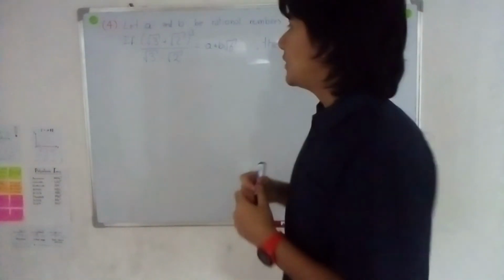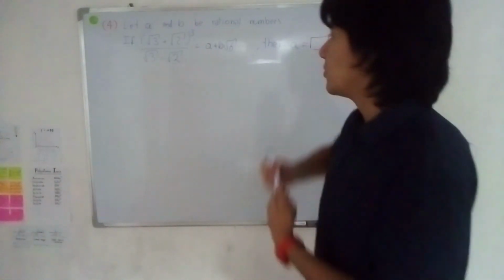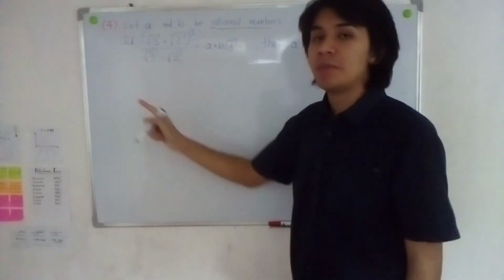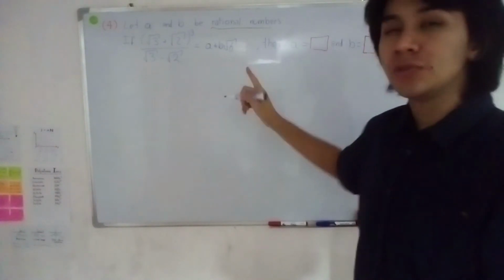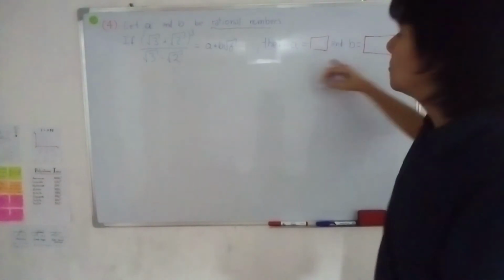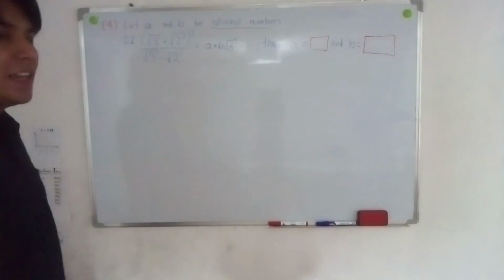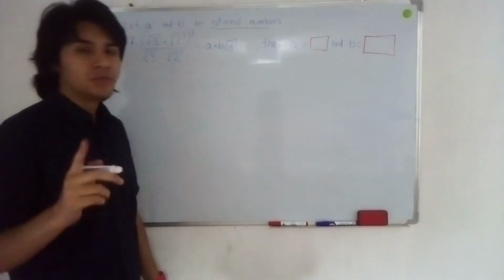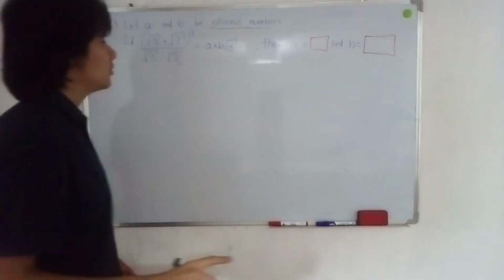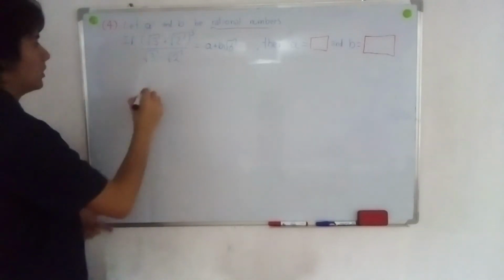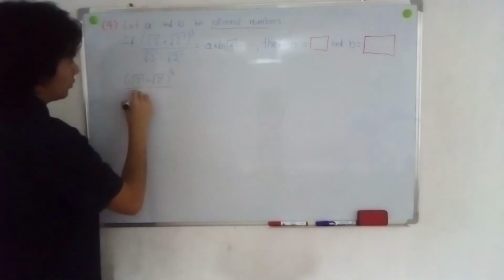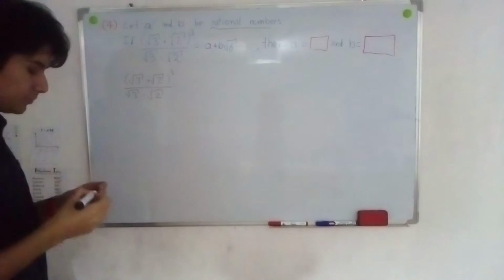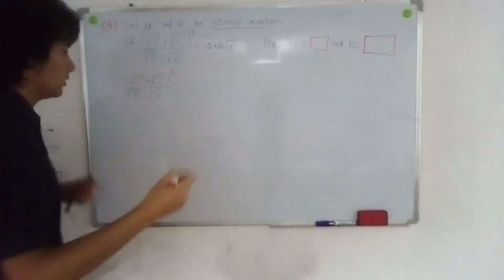Question number 4 says: let a and b be rational numbers. If the square root of 3 plus the square root of 2 cubed, divided by the square root of 3 minus the square root of 2, is a plus b square root of 6, then a and b are blank. That exercise is easy, but we have to know how to rationalize. Let's go to the exercise first. The root of 3 plus the root of 2 cubed divided by the root of 3 minus the root of 2. Here we have to rationalize. Okay.